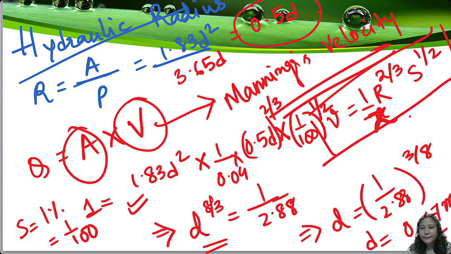I think my face is coming in front of the d's value. It's 0.67, I'll just write it here. D is equal to 0.67 meter. This is the ultimate answer.